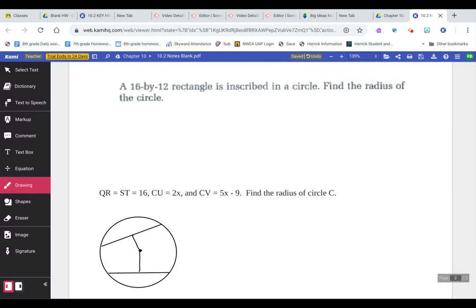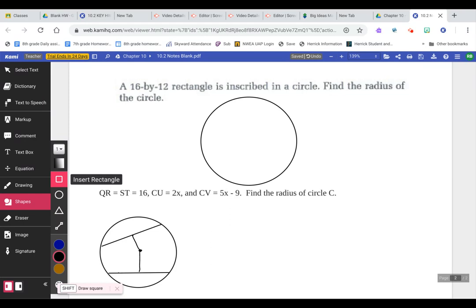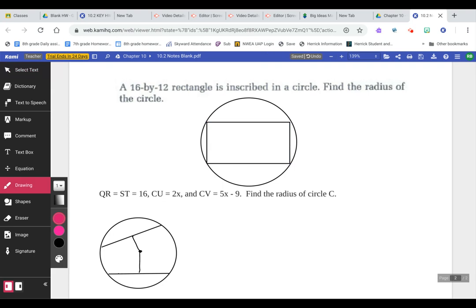A 16 by 12 rectangle is inscribed in a circle. So let's draw a circle. Oops, it's not a circle, is it? Let's draw a circle. And then let's see if I can get this rectangle in there. And let's see if I can move it to fit inside. All right, close enough. So if this rectangle is 12 by 16, this would be 12 and this side would be 16.